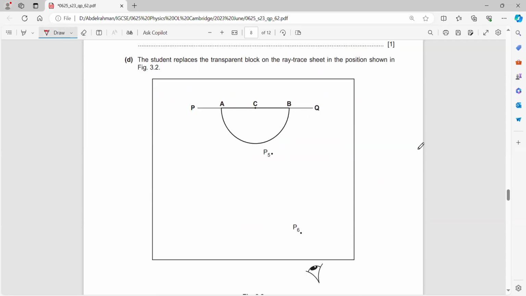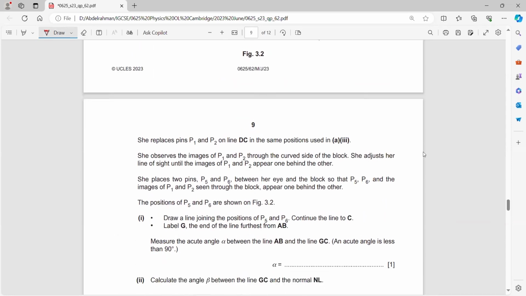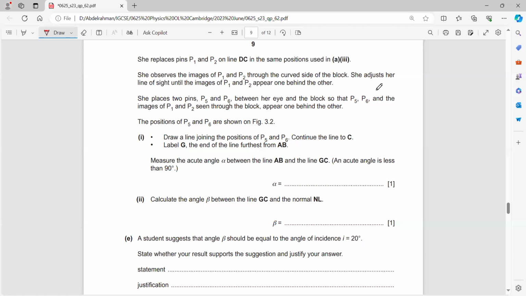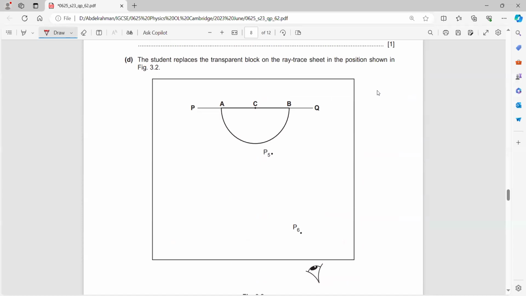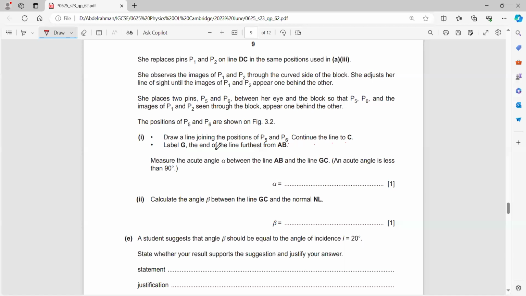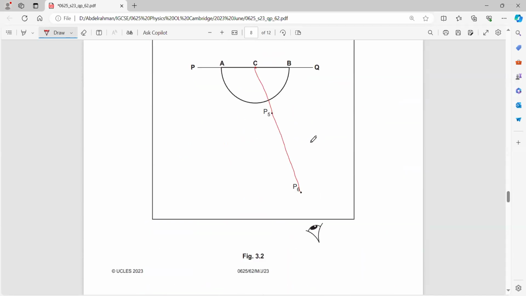The student replaces the transparent block on the ray trace sheet as shown. She replaces pins P1 and P2 on DC in the same positions. Draw the line joining positions P5 and P6. Continue the line to C. I will join the positions of P5 and P6, and I will continue until it reaches C. This is a straight line using, of course, the ruler. Label G the end furthest from AB.